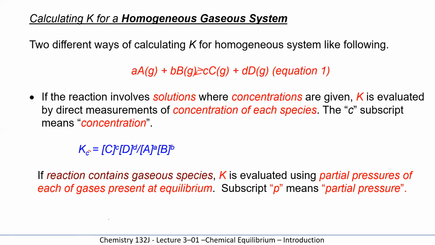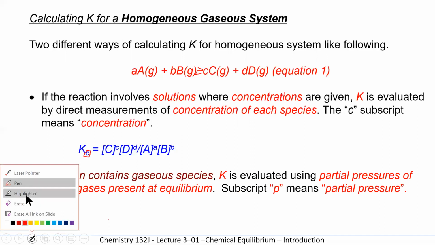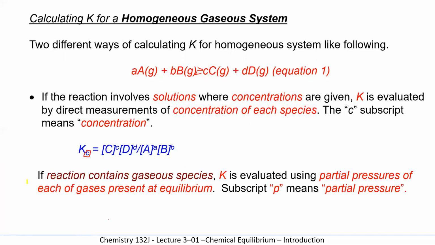If the reaction contains gaseous species, K can be evaluated using the partial pressures of each gas, in which case we're going to use P here instead of C. Now, Kp would equal this equation. Again, we're putting partial pressure of C raised to the power c times partial pressure of D to the power d, divided by partial pressure of A to the power a times partial pressure of B to the power b.